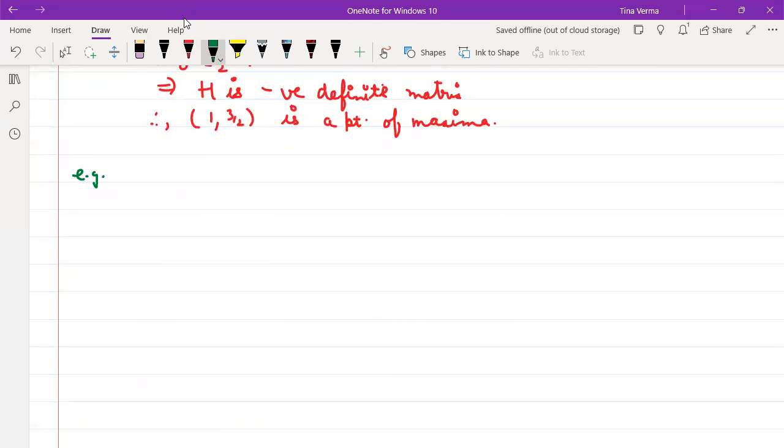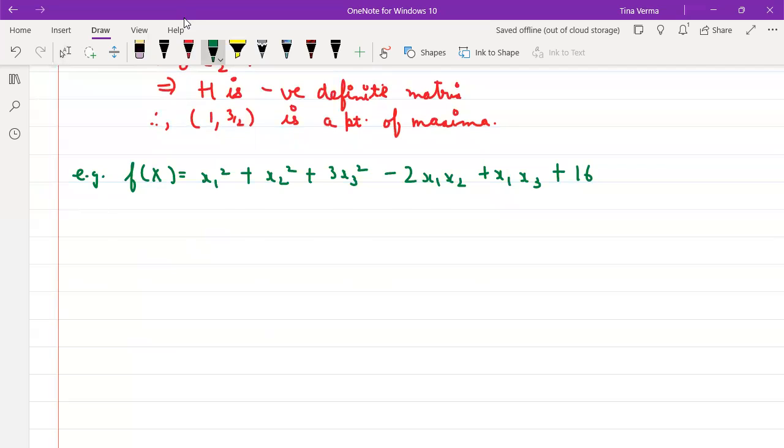You can do one more example. If you have to find the stationary points, the same question, and classify the following function or tell the nature of the stationary point: x1² - x2² + 3x3² - 2x1x2 + x1x3 + 16, right?